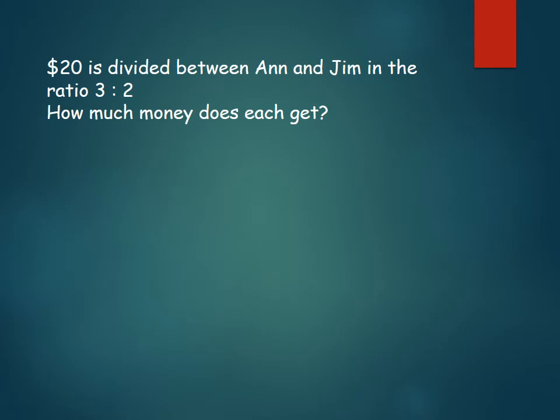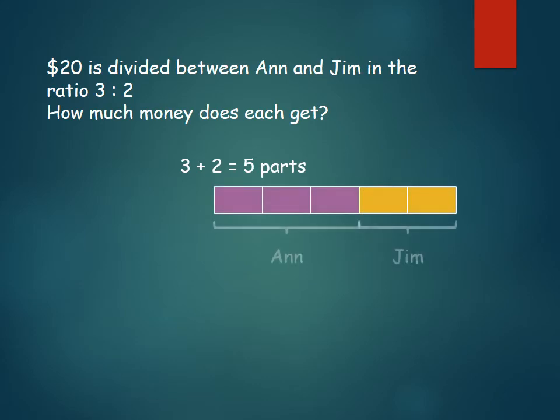Now let's practice more. $20 is divided between Anna and Jim in the ratio of 3 to 2. How much money does each get? We know here that the number of parts is 5. 3 plus 2 equals 5 parts. 3 parts for Anna and 2 parts for Jim.